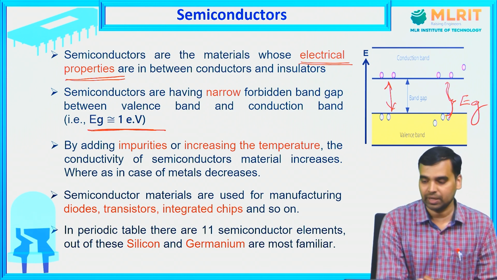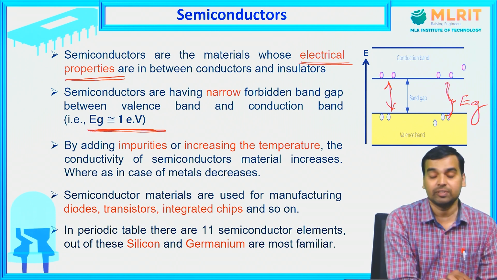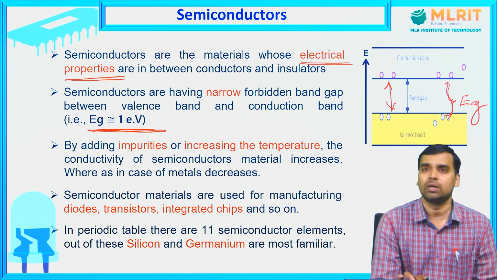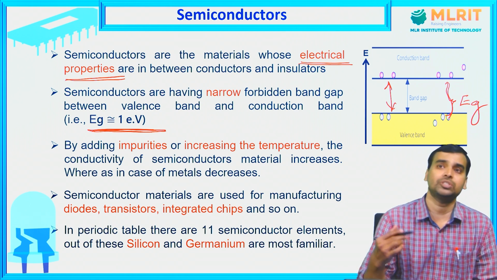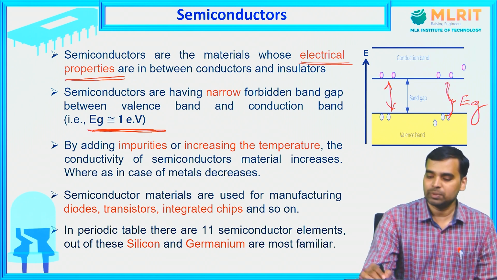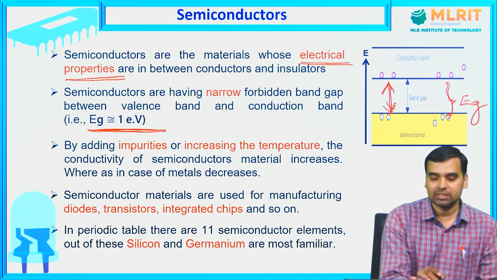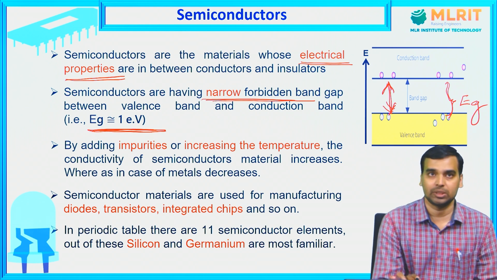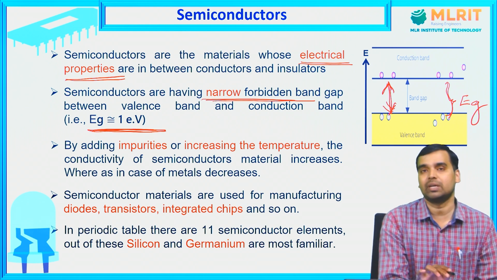So here you can understand that the band gap is significant only for semiconductors, because in the case of conductors it is almost zero, so there is no need to discuss the band gap. In the case of insulators, it is very large, and we can't get conductivity. So this band gap is significant only for semiconductors. That's why semiconductors have a narrow forbidden band gap between the valency band and the conduction band, around 1 electron volt. In such a way, the semiconductors are classified.